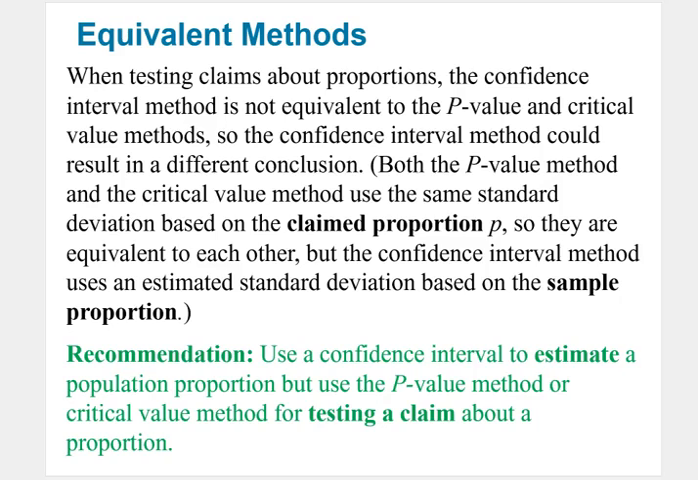When you're testing these claims about proportions, the confidence interval is not equivalent here. It's not going to give you the same results as a p-value or a critical value method would. So my recommendation is to use confidence intervals when you're estimating population proportions. But when you're doing hypothesis testing, please make sure you're using the p-value method or the critical value method to do your hypothesis testing. Just my word of advice.